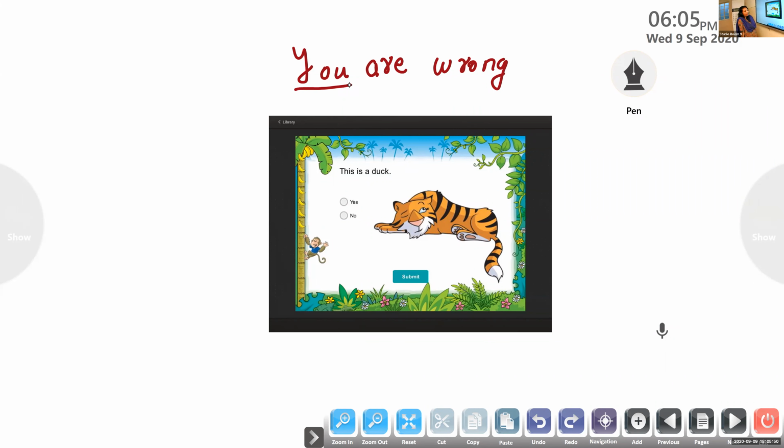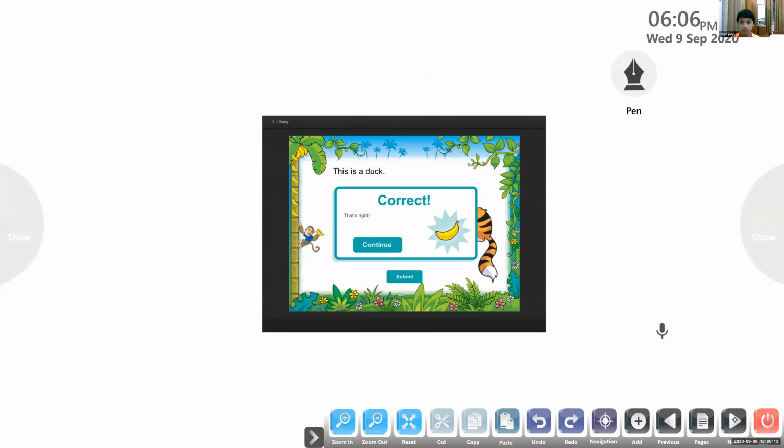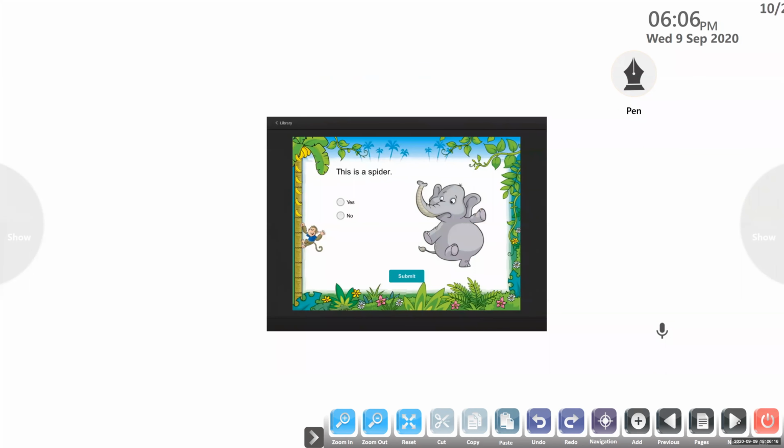Tiger. Yeah, Rajiv? Sorry, Ishan. Yes, Ishan. You are wrong. This is a tiger. Good. Dave? You are wrong. This is a tiger. Perfect. Next one. You are wrong. This is a spider. You are wrong. Okay. This is an elephant. Very good.